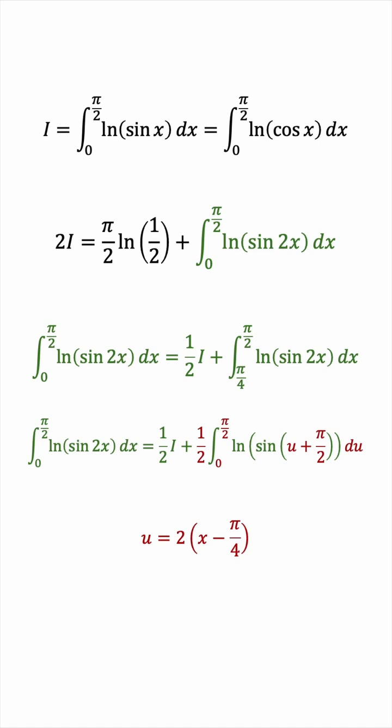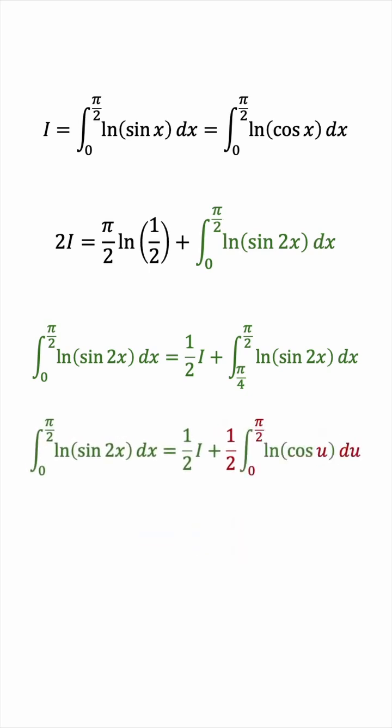And now, similar to what we did at the very beginning of the video, sine of u plus pi over 2 is actually cosine u, because this is a displacement of pi over 2 units on the sine function, and this gives you the cosine. So can you agree with me once more that this is also half I? Because we showed at the beginning of the video that the original integral is equivalent whether there is a sine or cosine inside the natural log.